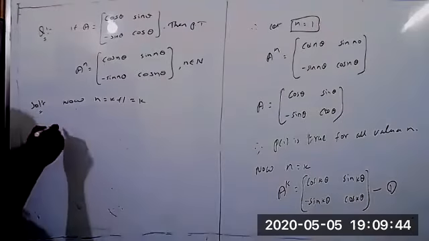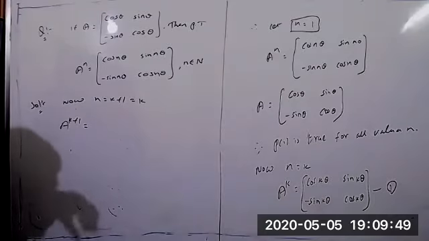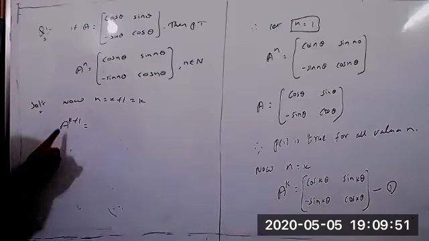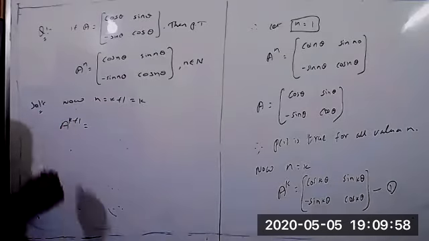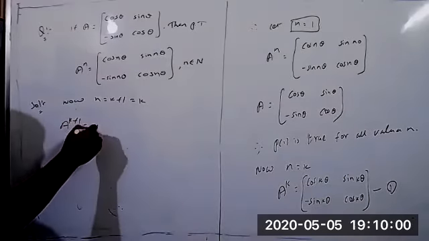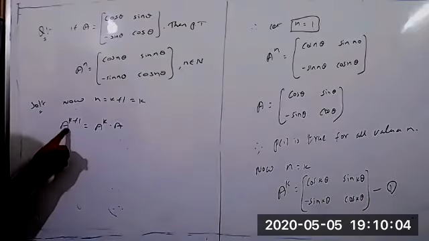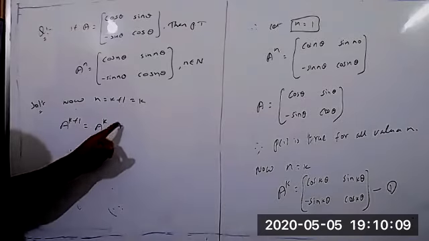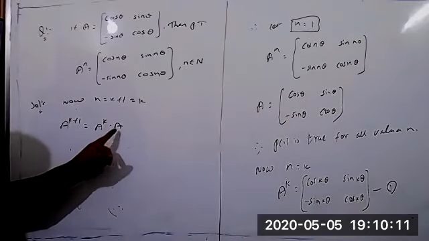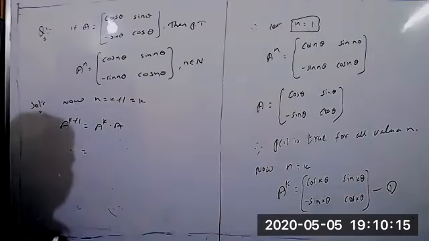So A power k plus 1 equals A power k plus 1. Always first substitute this value. Now A power k plus 1 you can write in the form A power k into A, because A power m plus n equals A power m into A power n. So A power k into A power 1. A power k we just got from the first equation.